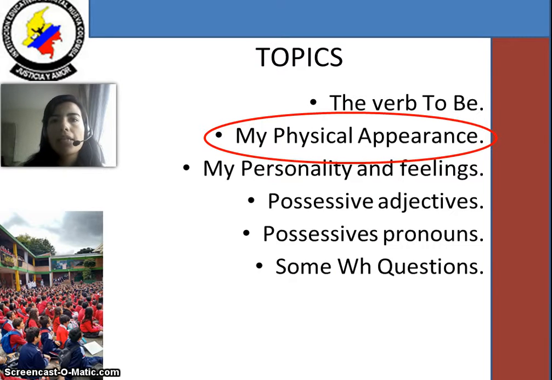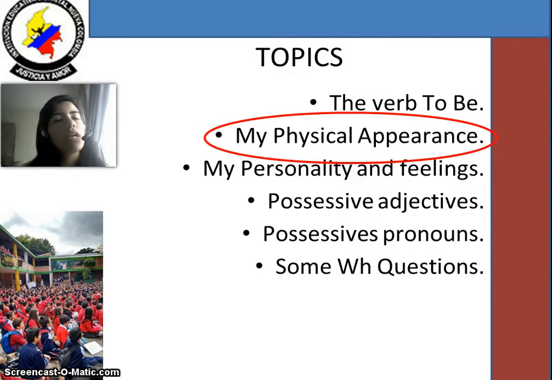Los temas para este periodo que nos queda van a ser del verbo to be, my physical appearance, que es el que vamos a ver hoy, my personality and feelings, possessive adjectives, possessive pronouns, some WH questions, ¿listo? Entonces mi personalidad y sentimientos, los adjetivos posesivos, los pronombres posesivos y algunas preguntas WH, ¿sí?